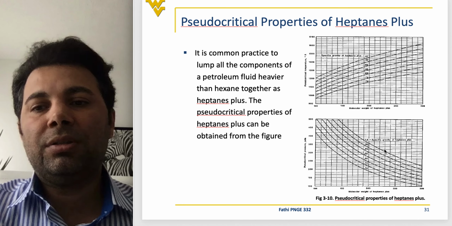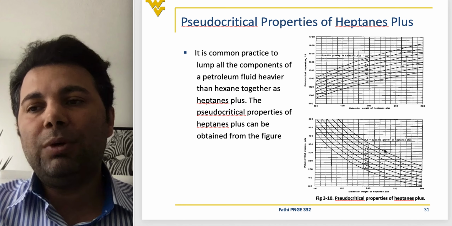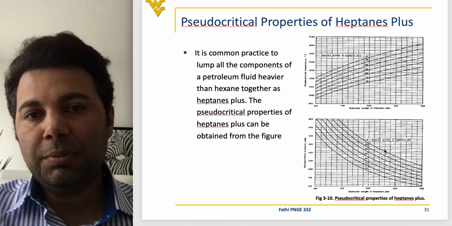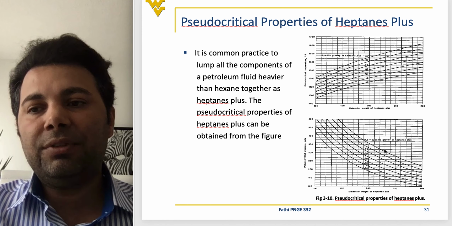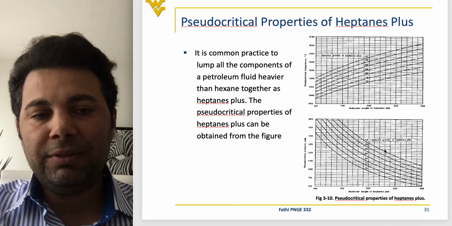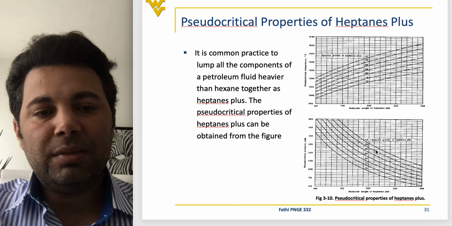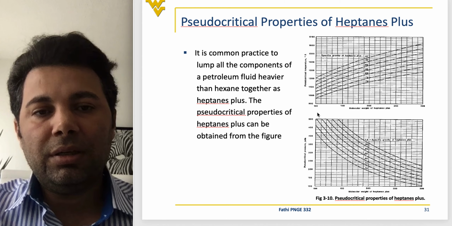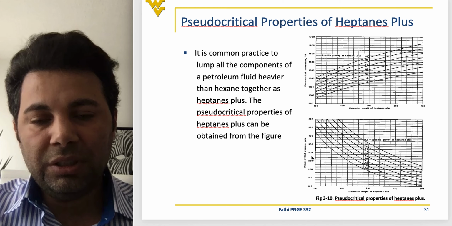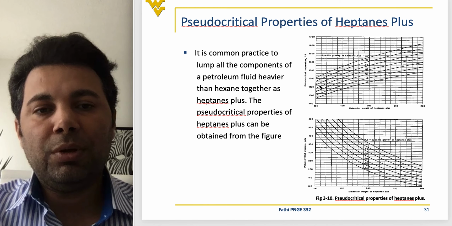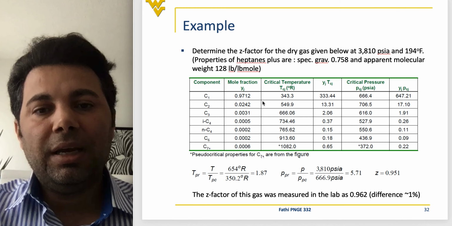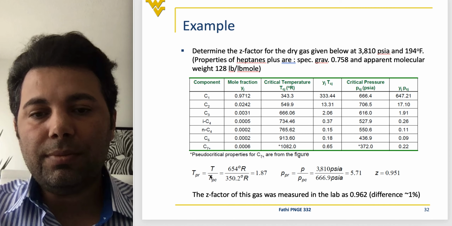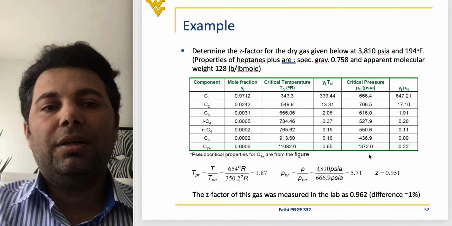These two pieces of information are always provided. If you have heptane plus in your mixture, you do have the mole fraction of heptane plus, and also the molecular weight and the specific gravity. You can use the molecular weight and the specific gravity of heptane plus to read the critical pressure and critical temperature of the heptane plus. And those two numbers can be used to find the total TPC and PPC.